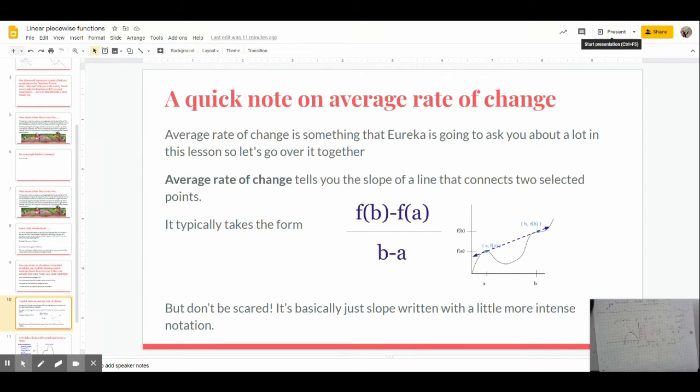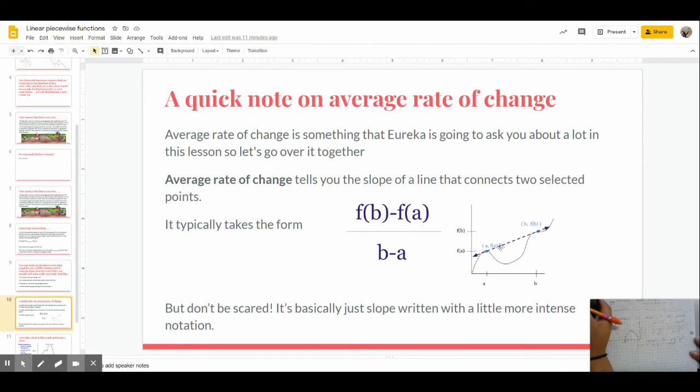Okay. Average rate of change is basically slope. And I mean that honestly. Average rate of change tells you the slope of a line that connects two selected points. The formula for it looks a little scary. It says f of b minus f of a, all over b minus a.